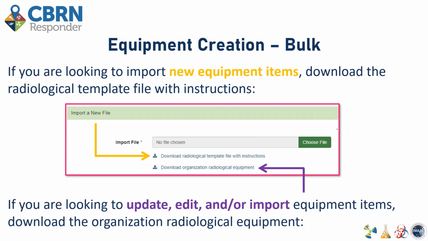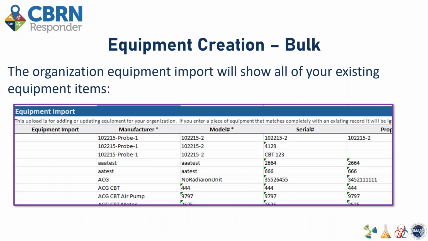And you should see two files that you can download. The first is typically used if you're looking to import new equipment items. So that's going to be the download radiological template file with instructions. That's going to return a blank template for you. The second option is if you're looking to update, edit, and/or import equipment items. So this is going to download your organization's radiological equipment. So that organization equipment import that I mentioned displays all of your equipment items for you.